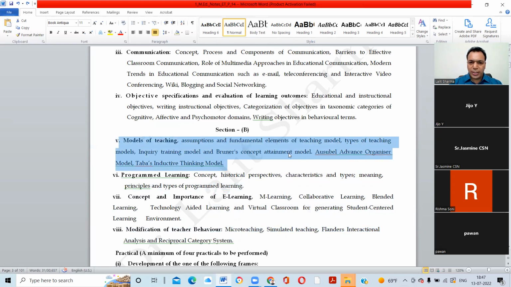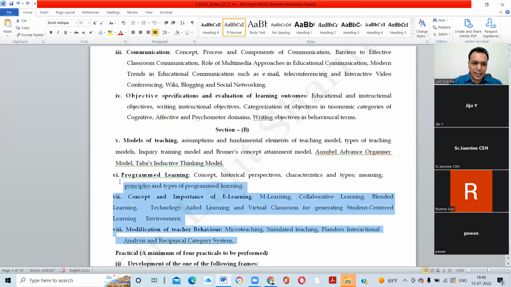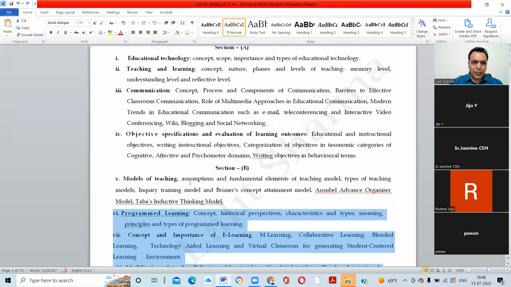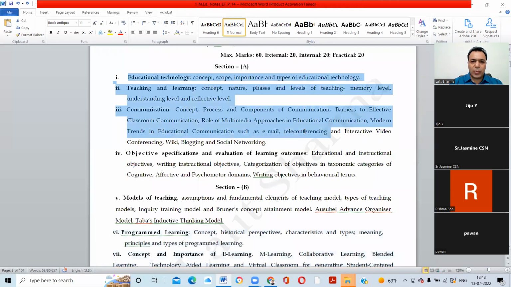Because there are 4 models in your paper. One is the inquiry teaching model, the fundamental element of the Glaser model, Bruner's concept attainment model, Ausubel's advance organizer model, and Hilda Taba's inductive thinking model. Okay, so you can select these also. But sometimes most students find that instead of this we should learn this, so that's why I have told you these are the easy ones. Then you can go for this, because if you do these 3 points from Section B and these 3 points from Section A, guys, your 100% questions are attempted.